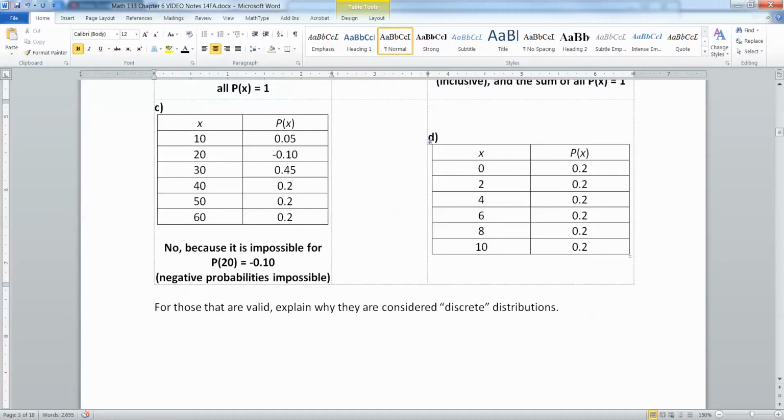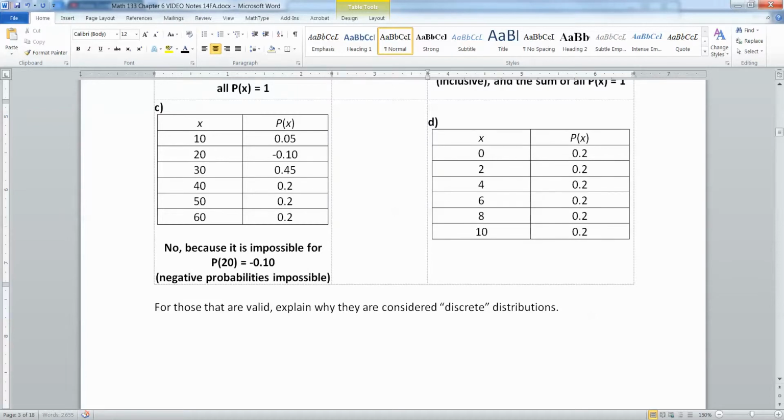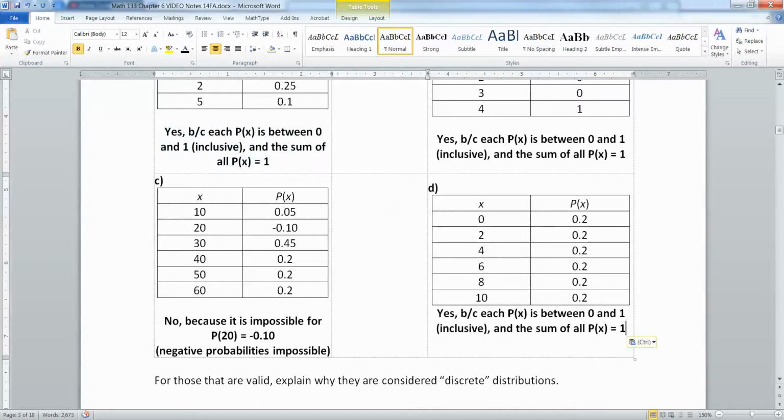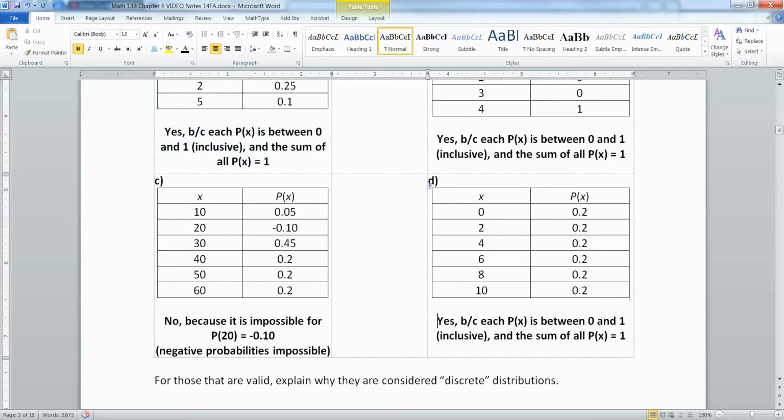There we go. All right, what about this one? Well, we definitely have every probability between 0 and 1, so that's good. However, I think the sum on this one's a little bit not good. 0.2, 0.4, 0.6, 0.8, there's 1, 1.2. So this is a no.